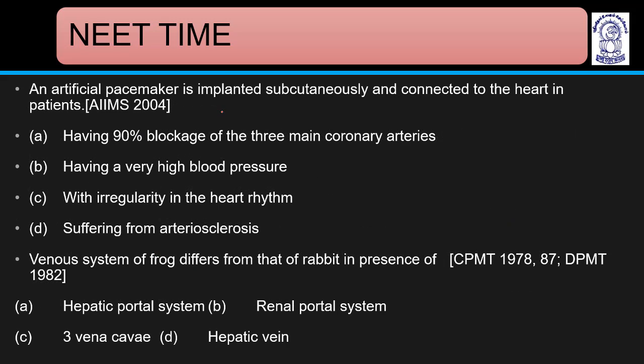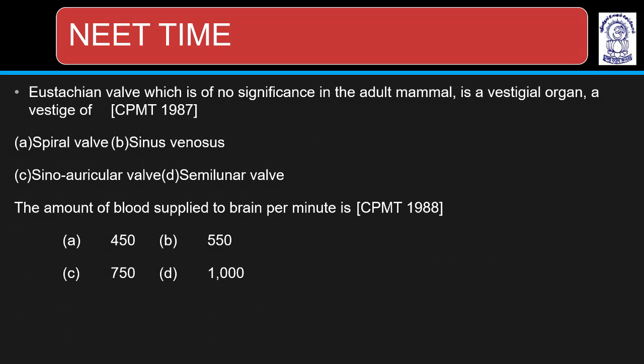An artificial pacemaker is implanted subcutaneously and connected to the heart in patients having 90% blockage of the three main coronary arteries, having very high blood pressure with irregularity in heart rhythm in case of arrhythmias. The venous system of frog differs from the rabbit in the presence of a renal portal system in amphibians. The Eustachian valve is of no significance in adult mammals. It is a vestigial organ, a vestige of the spiral valve.